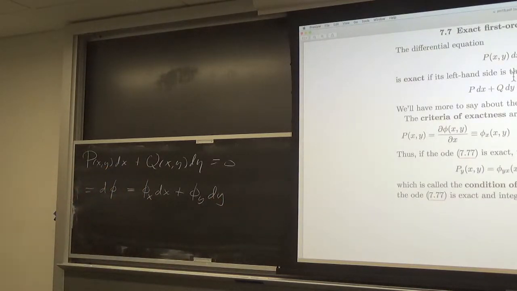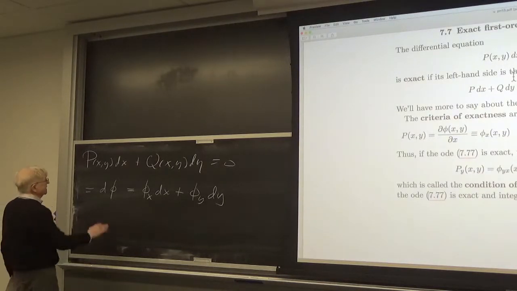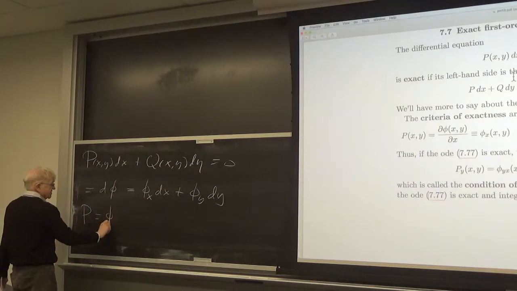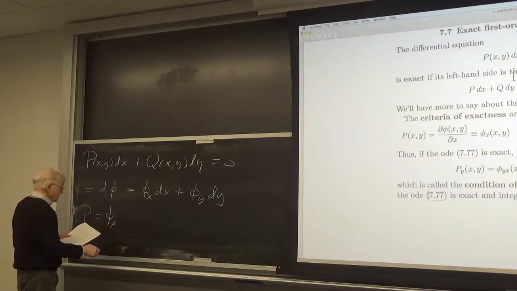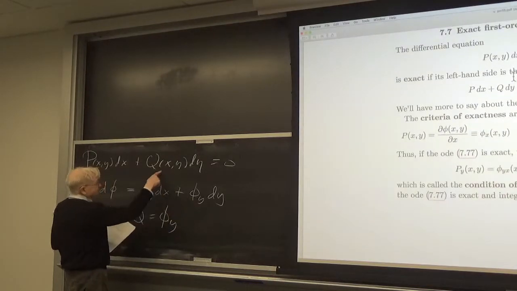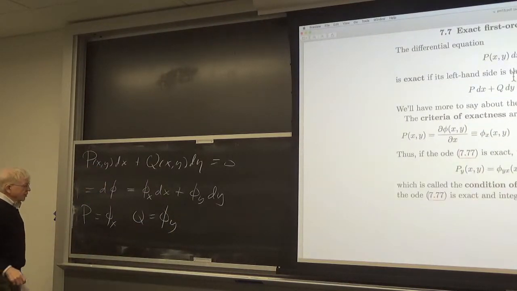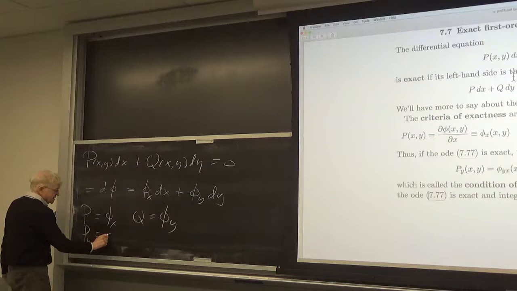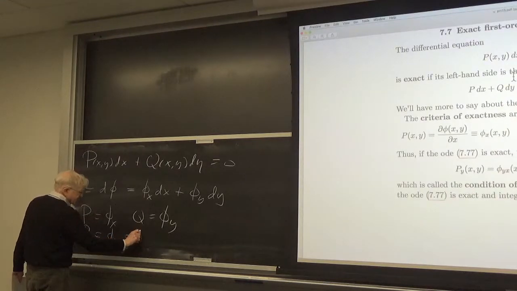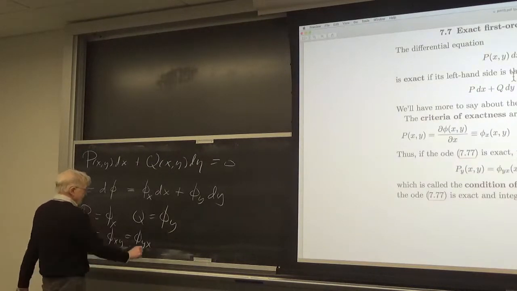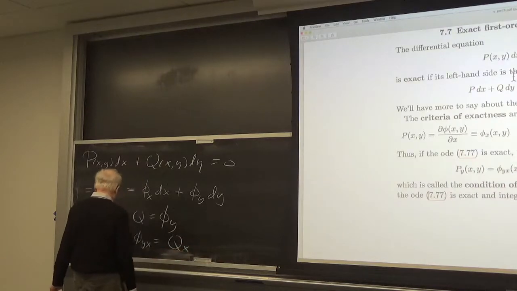And so that's what exactness really means. And now we can understand it a little bit, because we can say here that P is phi sub x and Q is phi sub y. And then you can realize that the y derivative of P is phi xy, which is the same thing as the yx derivative of phi, and that is the x derivative of Q.